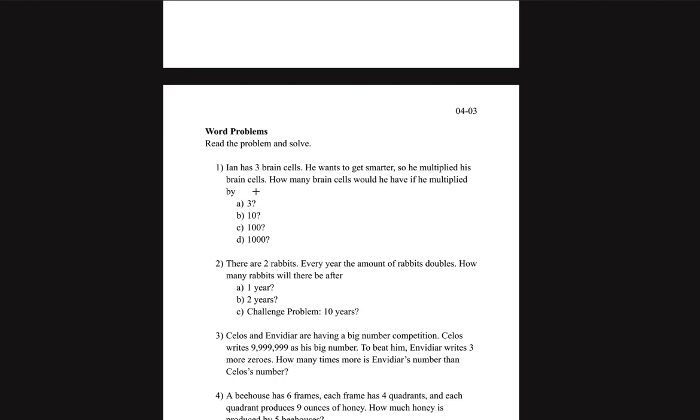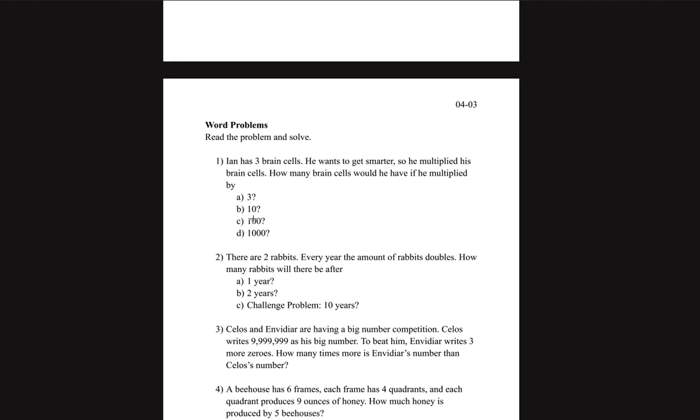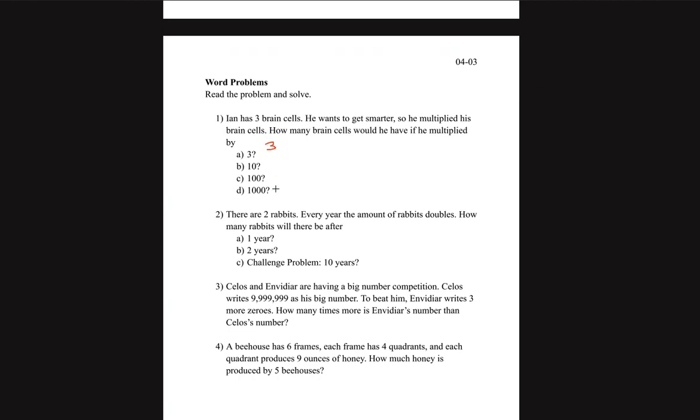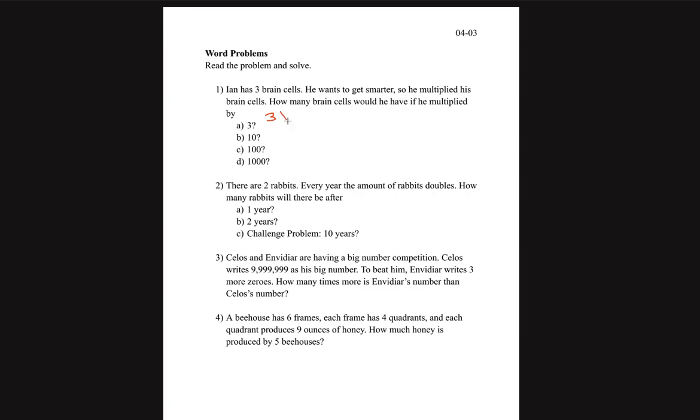So Ian has 3 brain cells and he wants to get smarter. So he multiplies his brain cells, and how many brain cells would he have if he multiplied by 3, 10, 100, and then 1,000? So first, his starting value is 3. And for A, we're seeing if he multiplies by 3, how much would he have? And that's just 3 plus 3 plus 3, which is equal to 9.